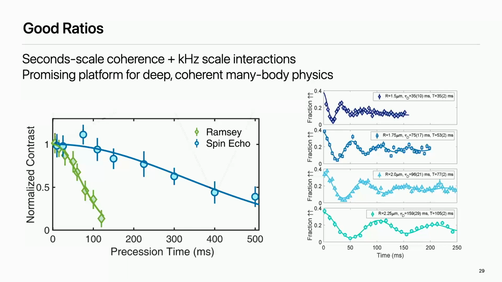And then these are kilohertz scale interactions. And in sodium cesium, for example, a larger dipole moment gives a kilohertz scale Bell pair.